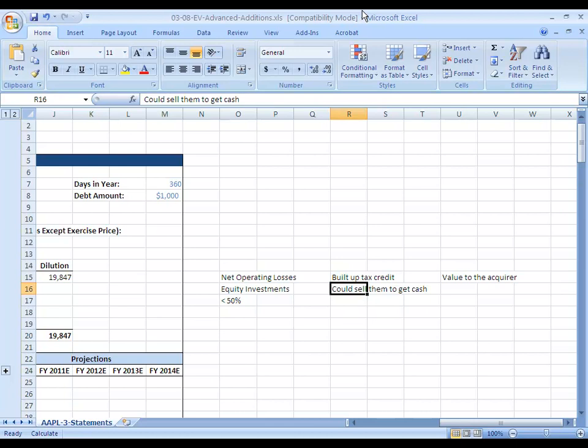And once again, it's covered in the advanced modeling course where we go into Yahoo's equity investments and we take a look at how to value them and how to factor them into this equation. So those are some additions on the cash side.